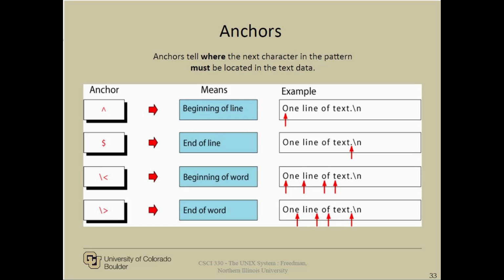Then we have the $, which is for the end of the line. So caret is the beginning of the line, $ is the end of the line, and it's going to look at the character at the end of the line. And then we have beginning of the word and end of the word. These are still used quite often, but a little less than the other two up top. That's going to be backslash less than and backslash greater than. And it'll search the beginning of every word or the end of every word for whatever character is next.